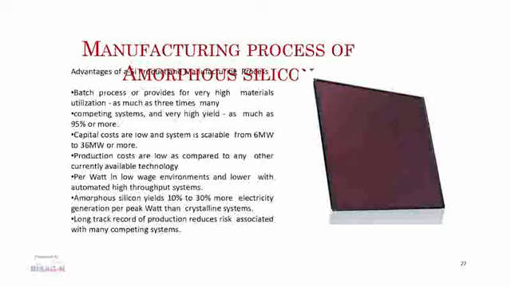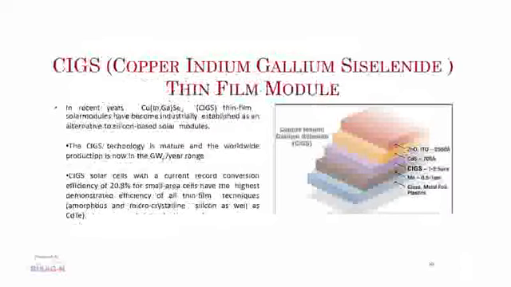Production costs are low as compared to any other currently available technology per watt in a low wage environment, and lower with automated high throughput systems. Amorphous silicon yields 10% to 30% more electricity generation per peak watt than crystalline systems. Long track record of production reduces risk associated with many competing systems.